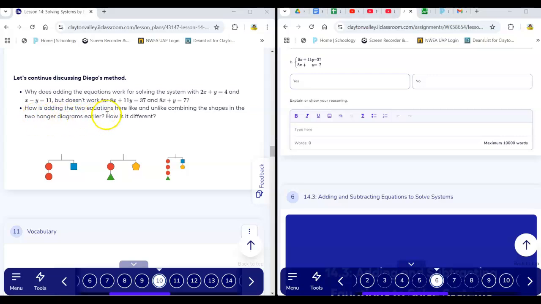And how is adding the two equations here like and unlike combining the shapes in the two hanger diagrams earlier? How is this like and unlike combining the shapes in the two hanger diagrams? How is it the same, and how is it different? Okay?